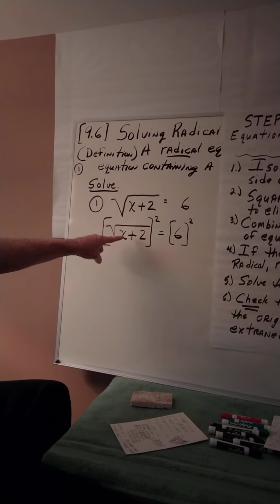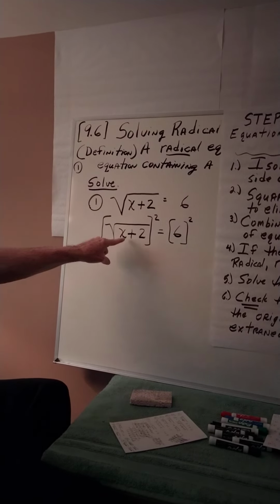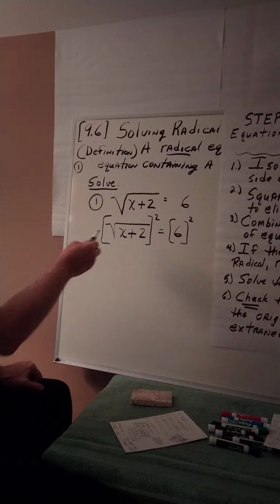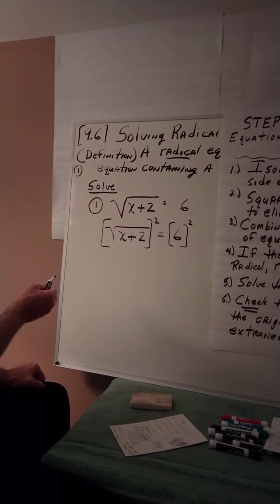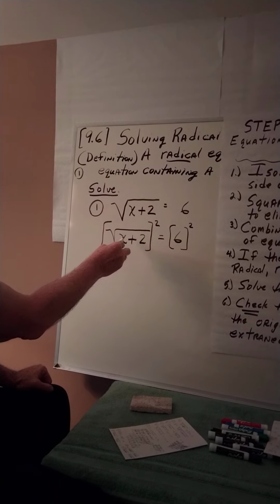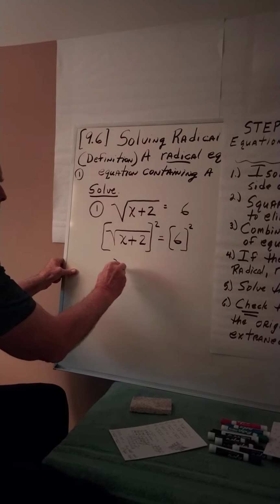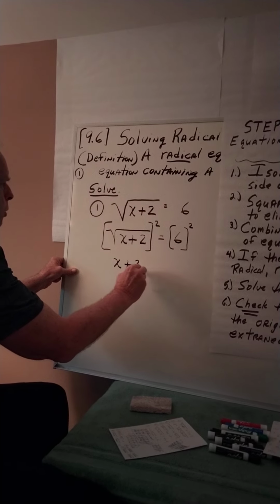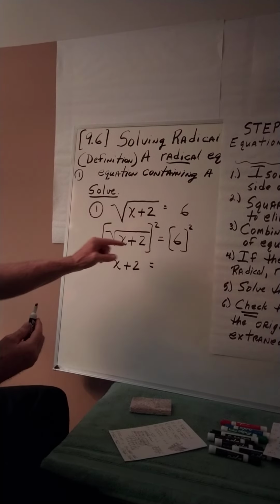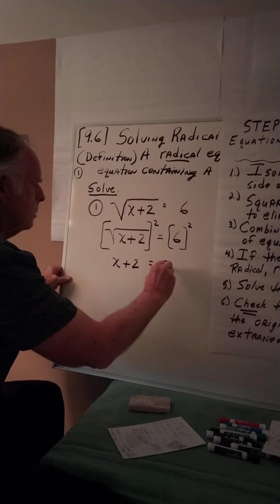When we square the radical of x plus 2, we get the radicand. There's no major work that you do. We've already given you the rule. When you square a radical, you get the radicand. So we get x plus 2, and that's going to be equal to the square of 6.